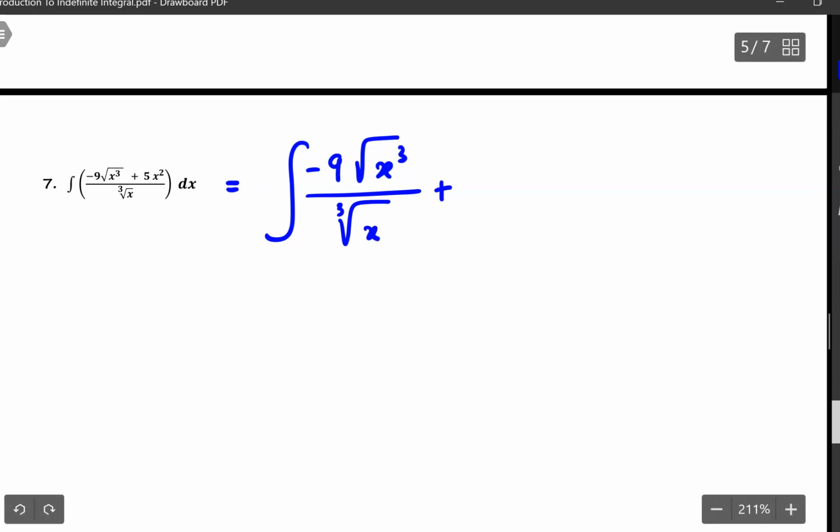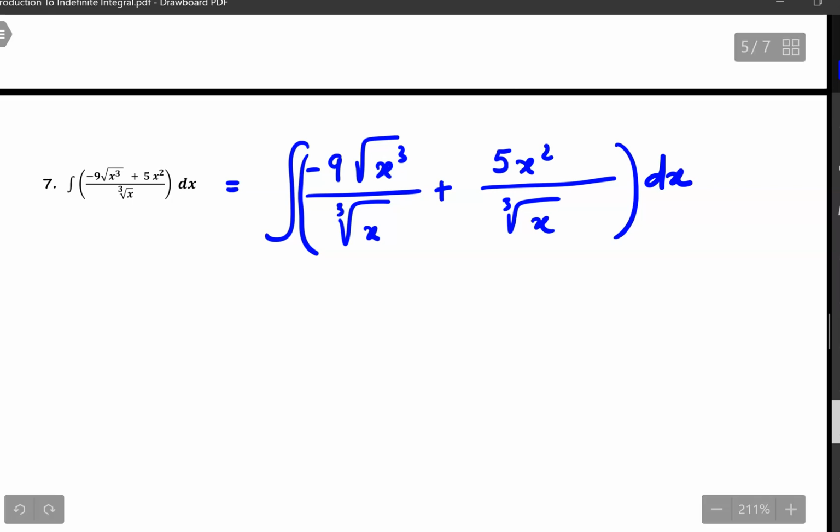Then I add this with 5x squared, over the cube root of x, and all of this is dx. Because I divide by the denominator, the cube root of x, I can break this into two fractions as the integrand: negative 9 square root of x cubed divided by cube root of x, plus 5x squared divided by cube root of x. The purpose of this question is to remind everyone that this is the square root of x to the exponent 3, and this is the cube root of x raised to the exponent 1.